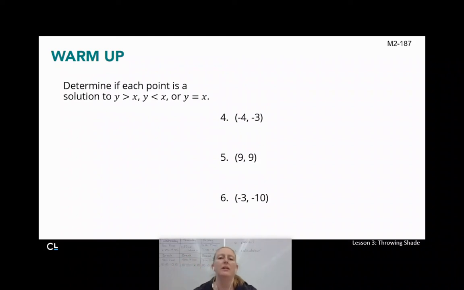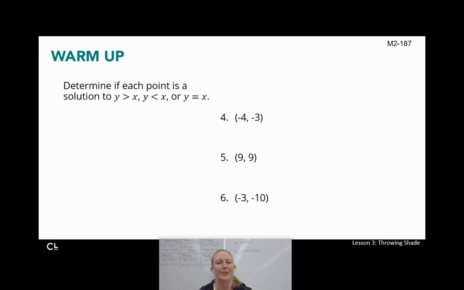Hello, Integrated Math 1. Welcome to lesson 2.3.3b. We're on page M2-187 in your Carnegie Volume 1 workbook. So yeah, we're going to continue with graphing inequalities in two variables on a coordinate plane.